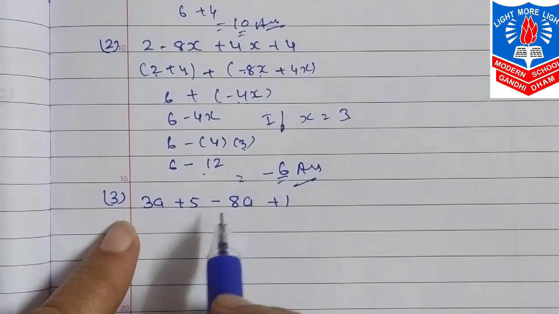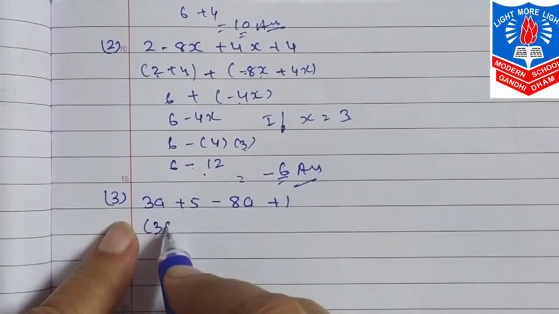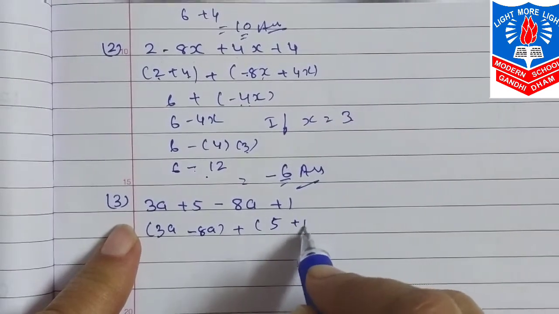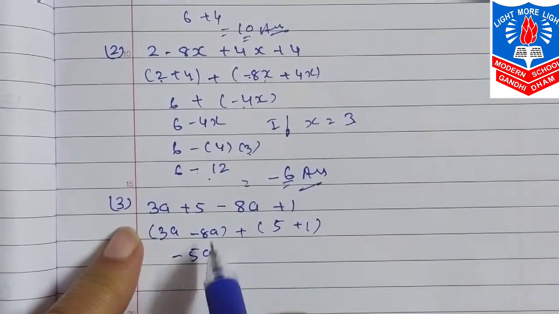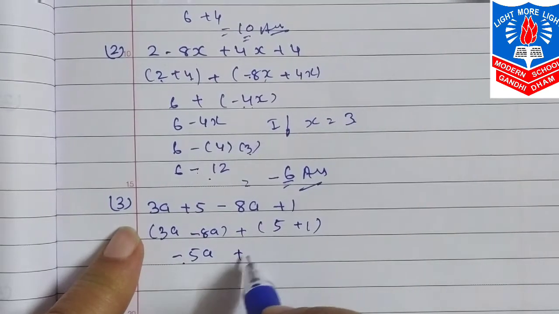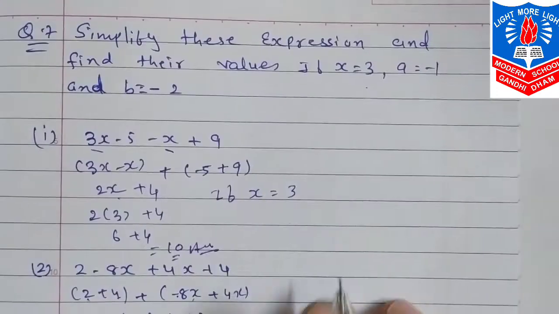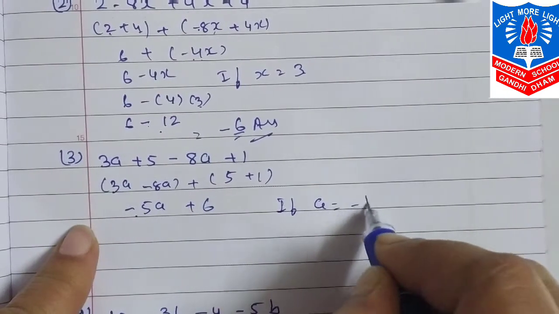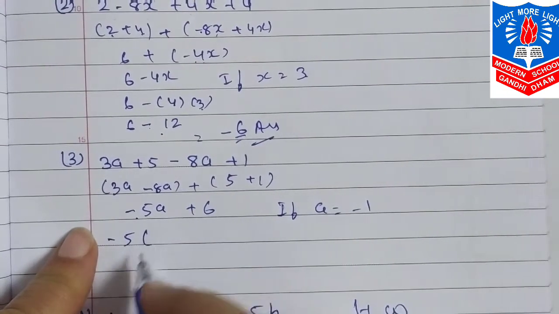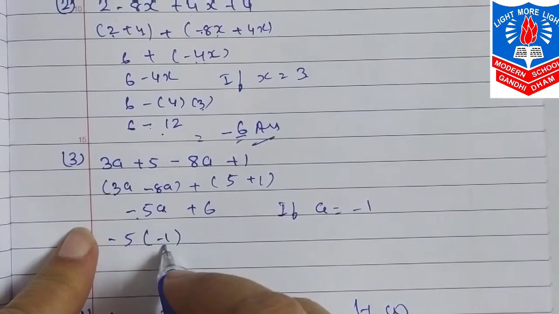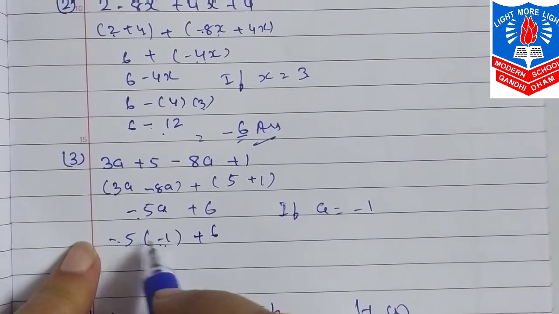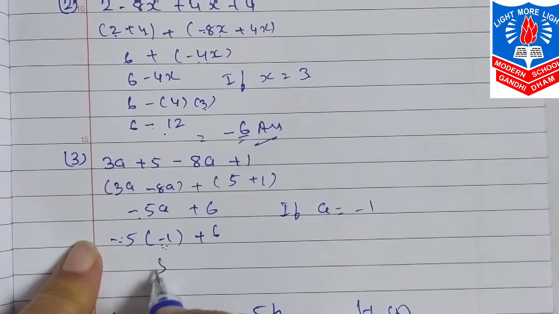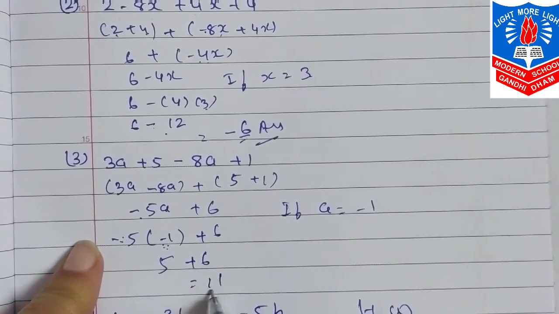Third one, 3a plus 5 minus 8a. So we arrange like terms, 3a minus 8a, and 5 plus 1. Here is minus 5, bigger integer negative, plus 6. The value of a is equal to minus 1. So if I write a is equal to minus 1, so minus 1 in place of a, minus 1 plus 6. Minus minus is plus, and in multiplication minus minus becomes plus. So here 5 plus 6 is equal to 11.